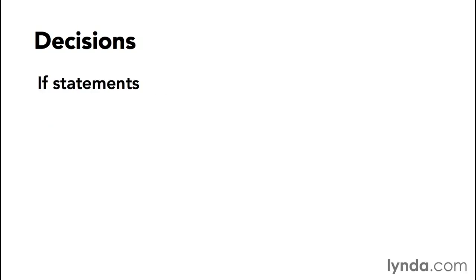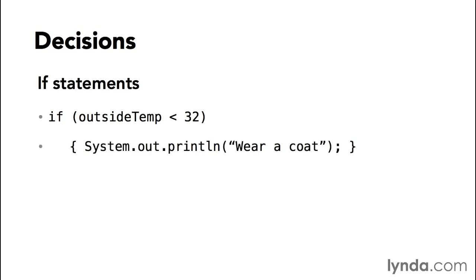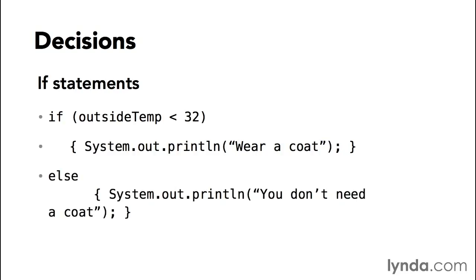In Java, we use the keyword if and determine if it is true or false. We also have the keyword else, which provides the statement or statements that are executed if the first condition evaluates to false. So in our example, if the outside temperature is less than 32, then we want to wear a coat. So we're going to print a message to the user that says wear a coat. Else. The else means that the outside temp was not less than 32, so it has to be 32 or higher. In that case, we'll have system.out.println, you don't need a coat.